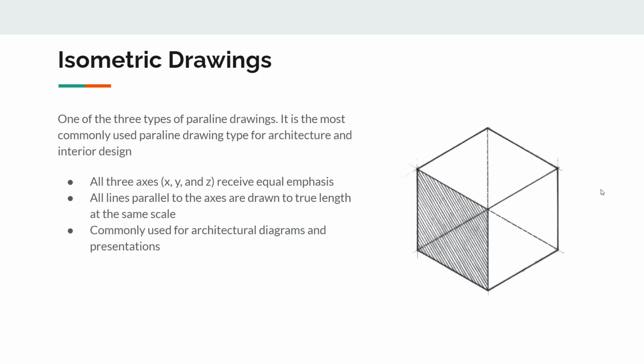That's basically what I just said in the last slide, but what I mean by that, to reiterate, is all of these dimensions, here to here, here to here, they're all the same, they're all equal. So each face of this object is receiving an equal level of emphasis and representation. All lines parallel to the axes are drawn true to length and at the same scale. And they're commonly used, like I said, for architectural diagrams and presentations.